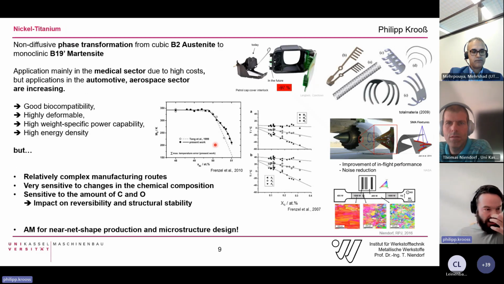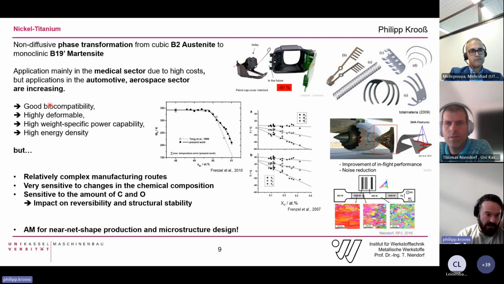Okay, this is a very busy slide. Just to quickly introduce nickel-titanium alloys. It's a different form of transformation than in Christian's alloy before. Here we have now the B2 austenite transformation to B19' martensite, as is well known for nickel-titanium. Applications are mainly seen in the medical sector for stents, for example, but also increasing applications are seen in the automotive and aerospace sector, as NASA is very successful in approaching these systems.